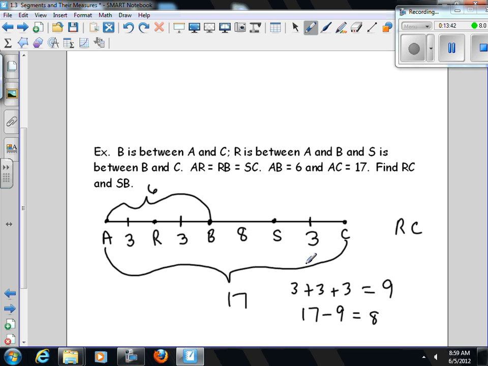So there's our length here. So we know that SB is 8. And therefore, from R to C, we have 3, 8, and 3. So 3 plus 8 plus 3 gives us 14. So the length of RC is 14. So see, it's really not bad. As long as you draw a picture, you've got something to go from. And if it's not drawn to scale, don't worry about it. We just need to get a picture down to help us do the problem.